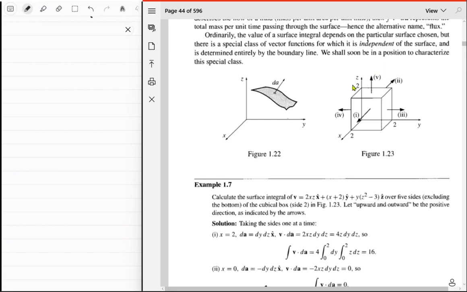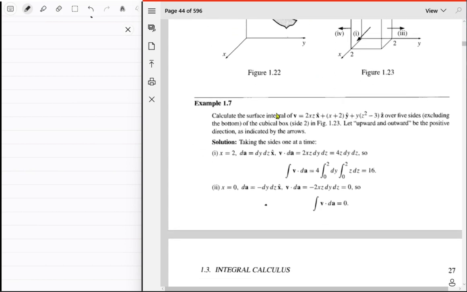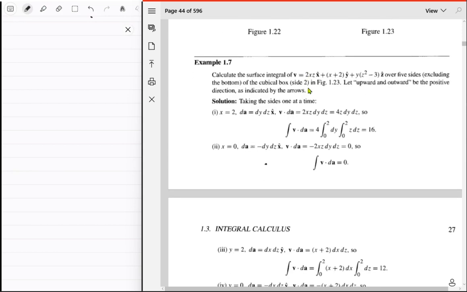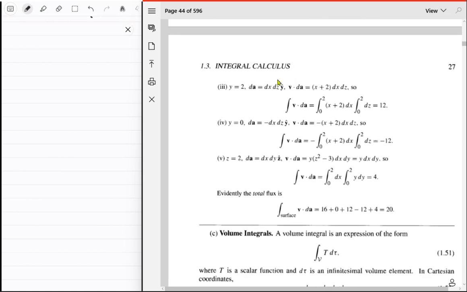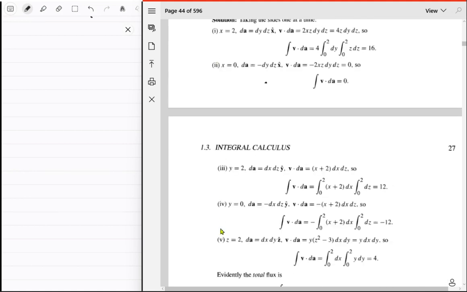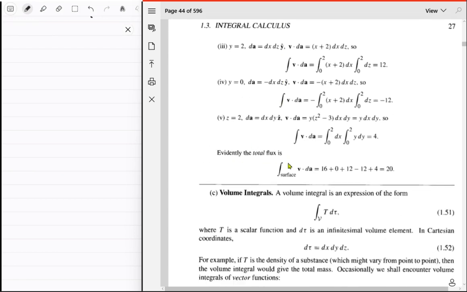We shall soon be in the position to characterize the special case. What's the special case? Ordinary value of surface integral depends on the particular surface chosen, but there is a special case of a vector function for which it is independent of the surface, but depends on the boundary line. Okay, whatever. Calculate the surface integral of this thing over the 5 sides, excluding the bottom, of a cubical box. I don't want to do this thing. There's just a lot of work. Oh, it's an example. Nice. Look, I told you it's a lot of work. Look at the amount of cases they have to make to just do this thing. 5 cases for 5 sides.